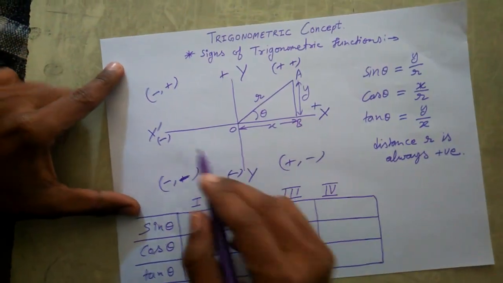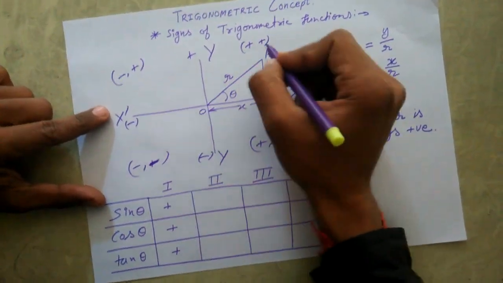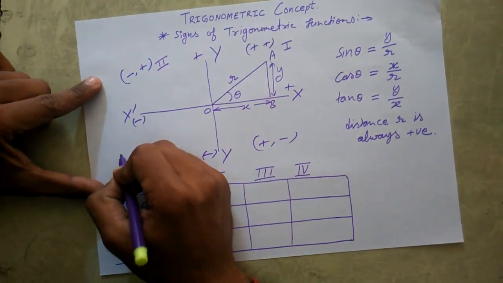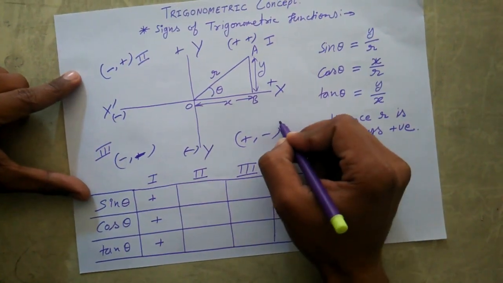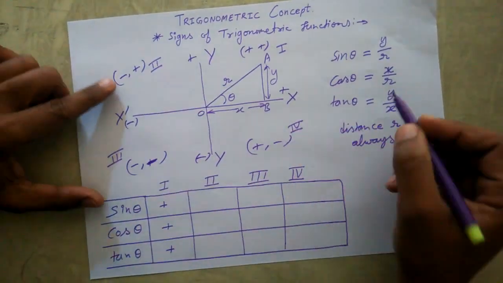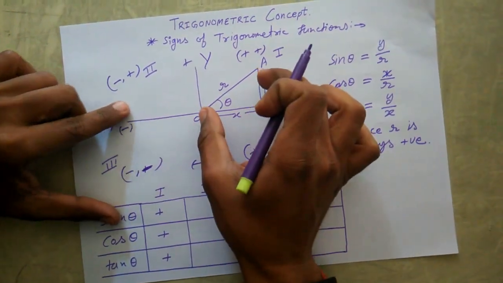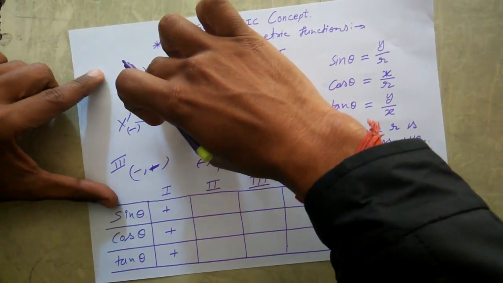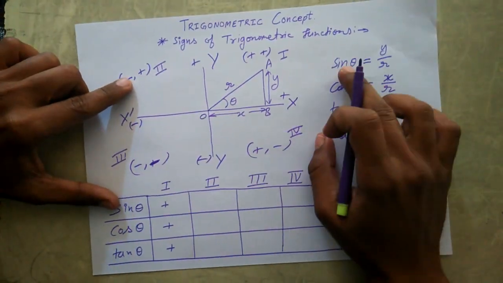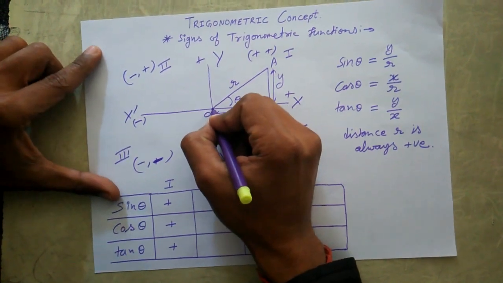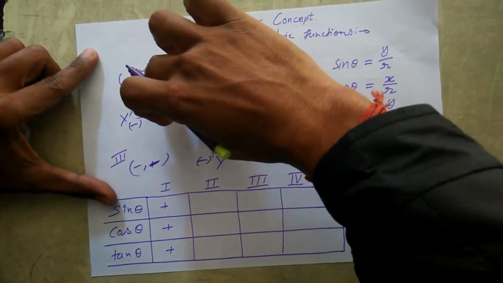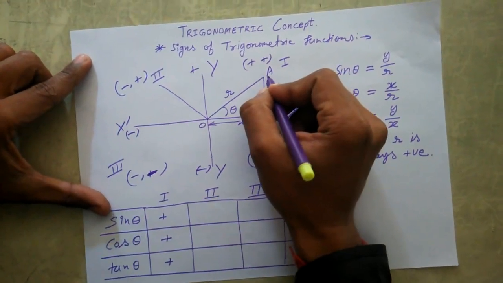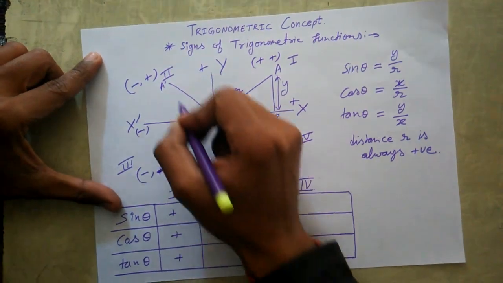Now in second quadrant, first quadrant, second quadrant, third quadrant, and fourth quadrant. Now in the second quadrant, when I revolve this OA to some degree in the second quadrant, what will happen? Let us see. This OA will revolve in the second quadrant. Now suppose A revolves to A prime.